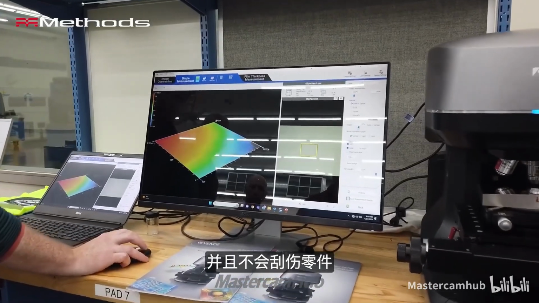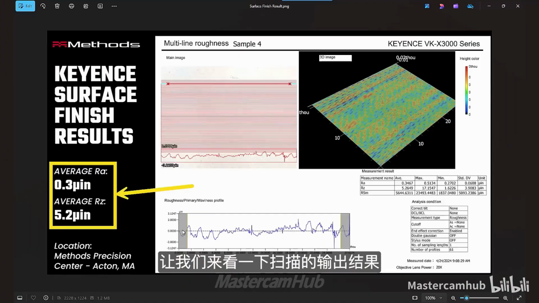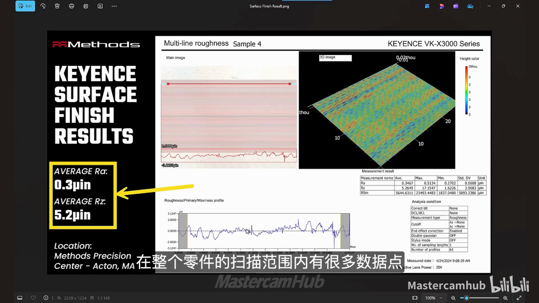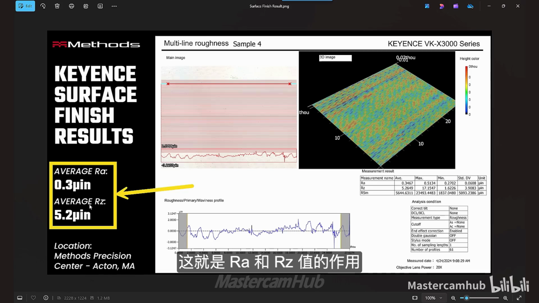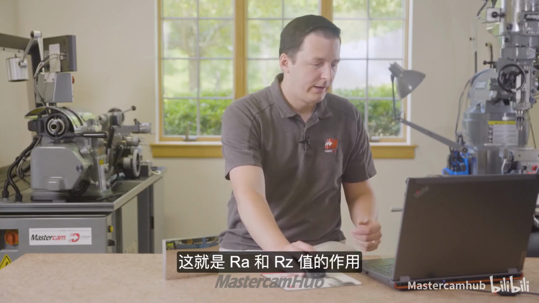the part. Now the output of that scan, so looking at this graph, might seem a little bit meaningless, right? There's a lot of data points across this whole entire spread of the part. We need to boil that down into a digestible, measurable number. Now, that is where the Ra and Rz values come in. Let's check out Mastercam to show what makes those values.